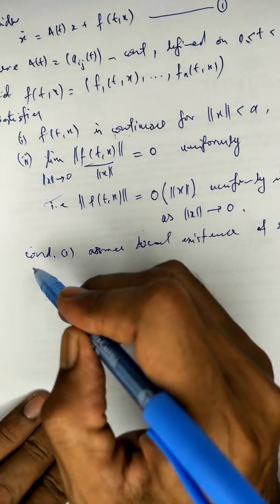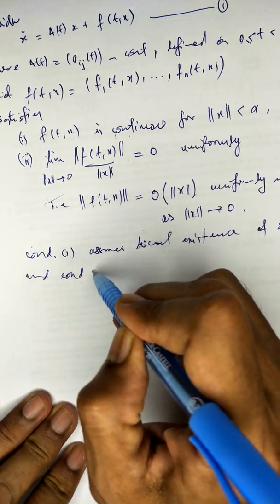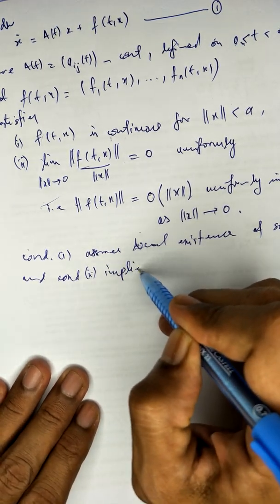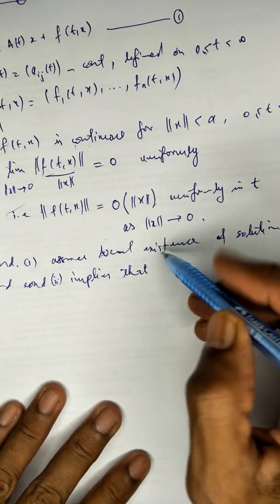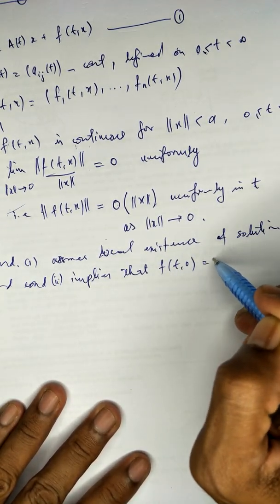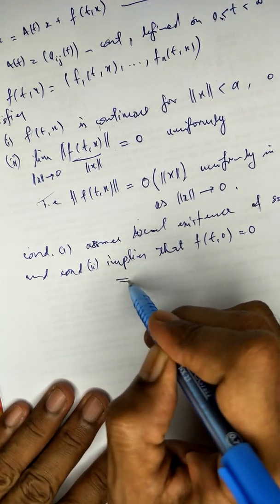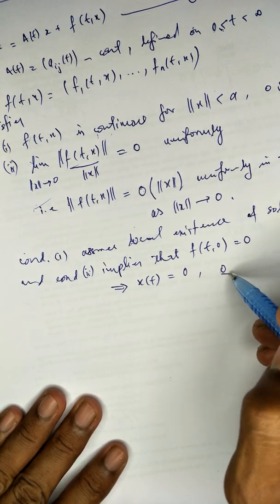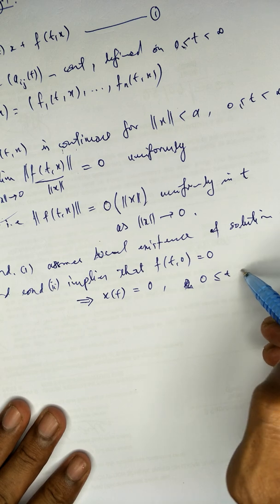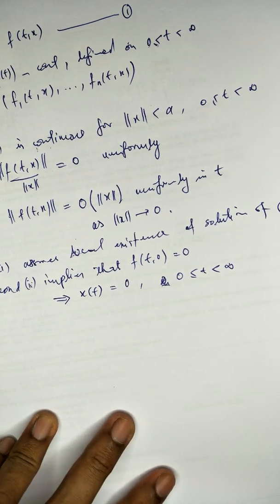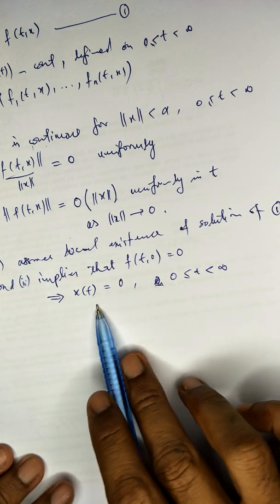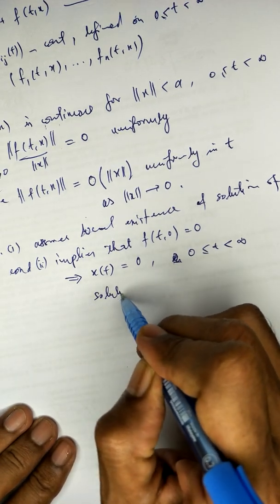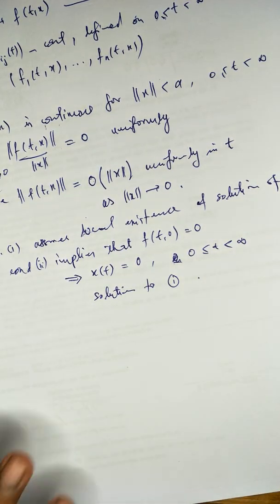And condition 2 implies that f(t, 0) is equal to 0, which gives us x(t) is 0 for t in 0 to infinity. This implies that this is the solution to the nonlinear system 1.